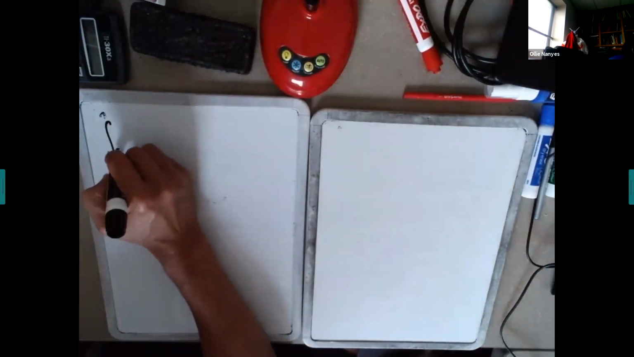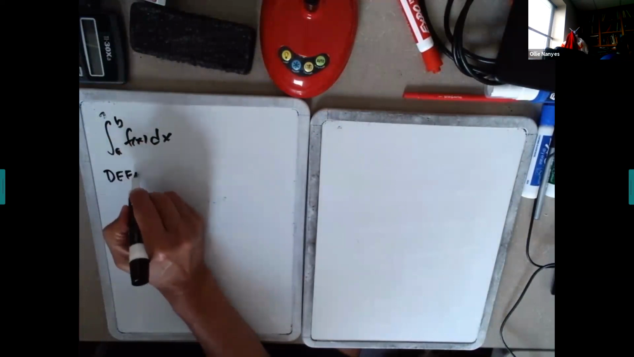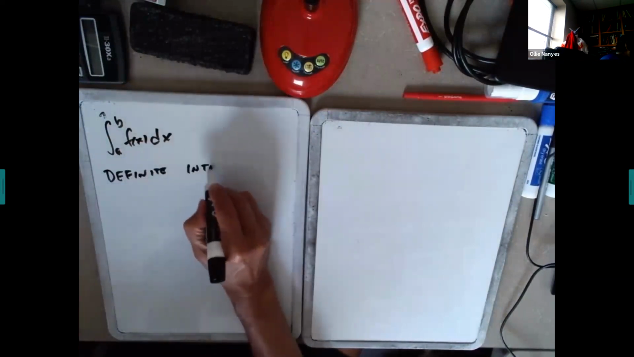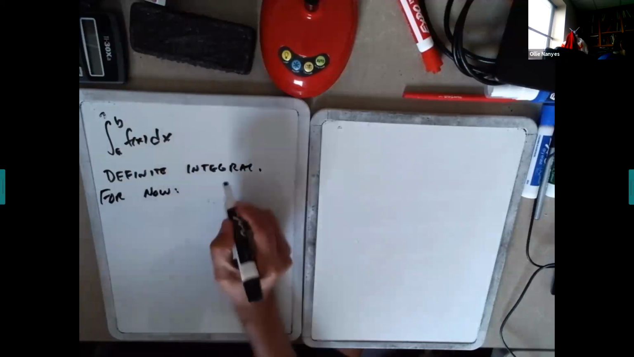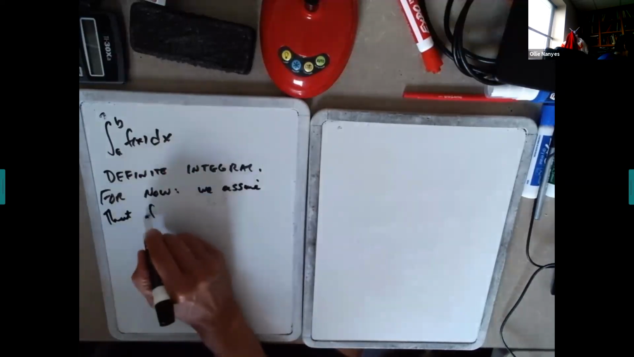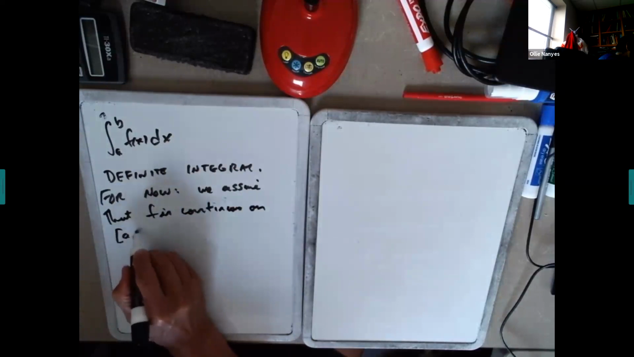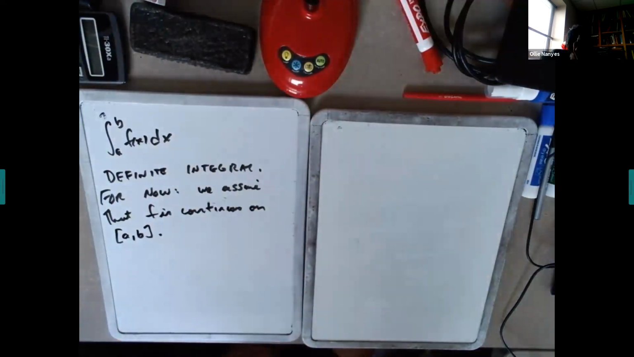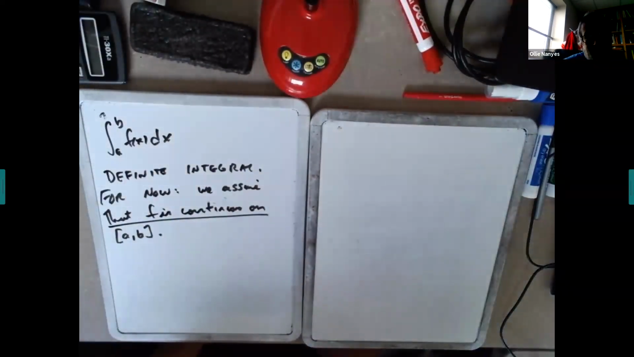The second type of integral will be something like this: the integral from a to b of f of x dx. This is a definite integral. And for now, what we do is we assume that f is continuous on a closed interval. And it turns out that f doesn't necessarily have to be continuous. You can relax that somewhat.